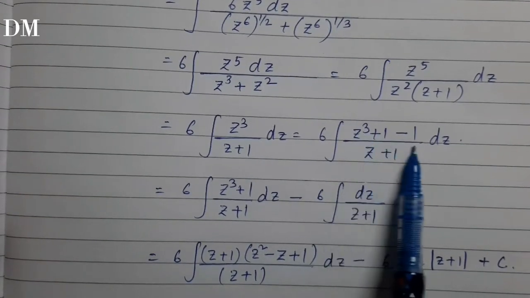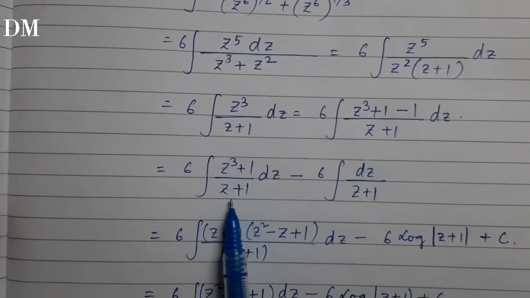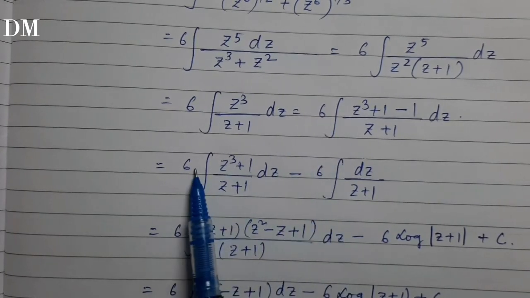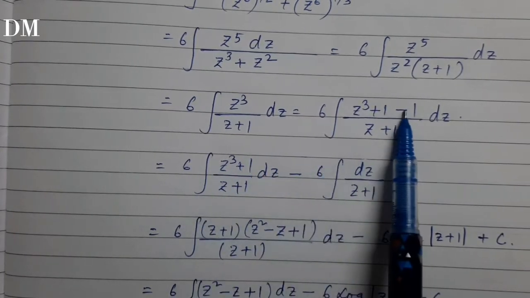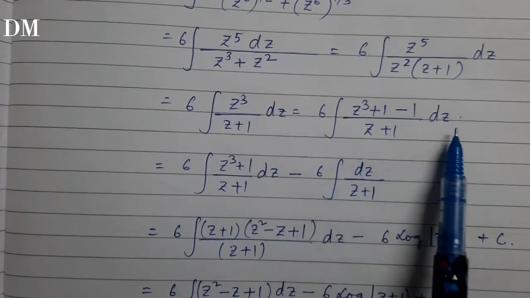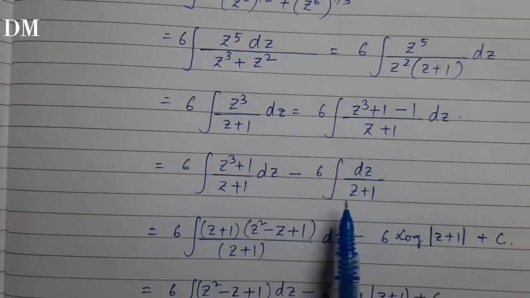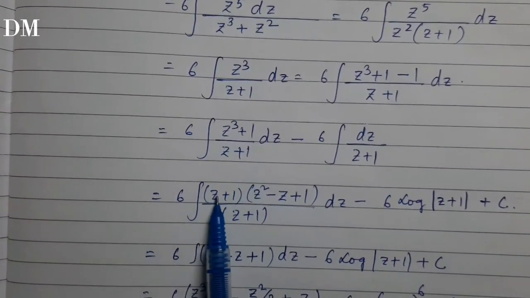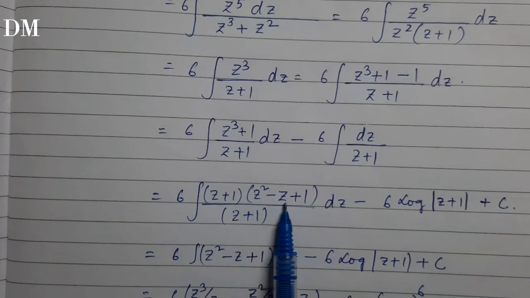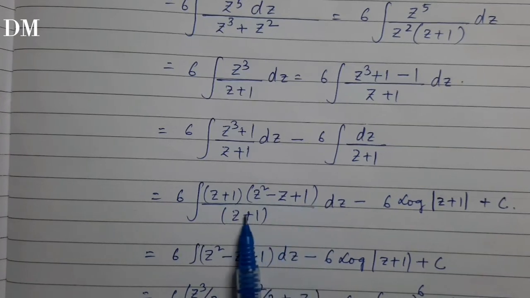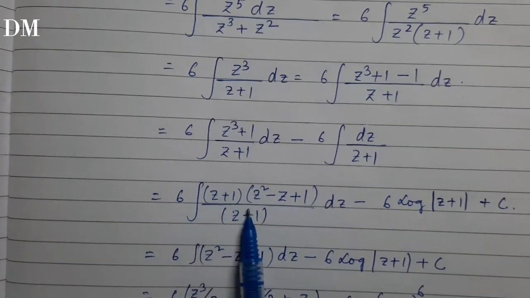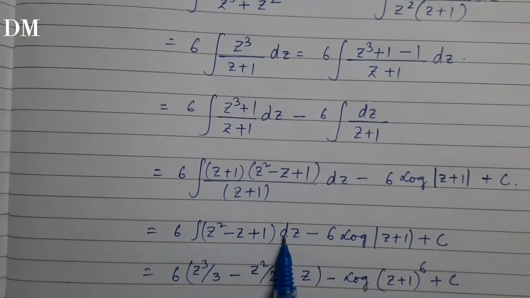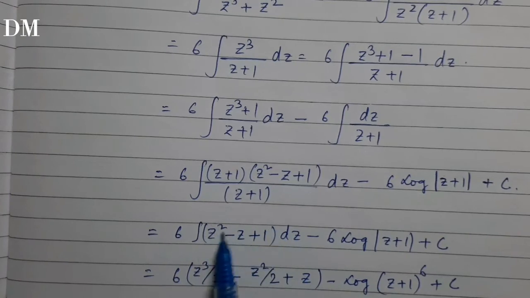So let me distribute this thing. So z cube plus 1 by z plus 1, with 6 multiplied. Now this 6 will be distributed here also, so minus 6, this will be simply dz by z plus 1. Now z cube plus 1, the formula is (z plus 1) into (z square minus z plus 1). Now z plus 1 can be cancelled out, so it will become 6 (z square minus z plus 1) dz. So this is the story of this side.